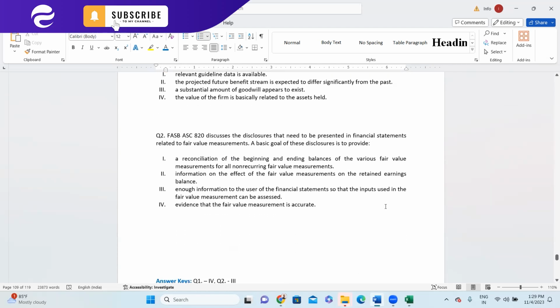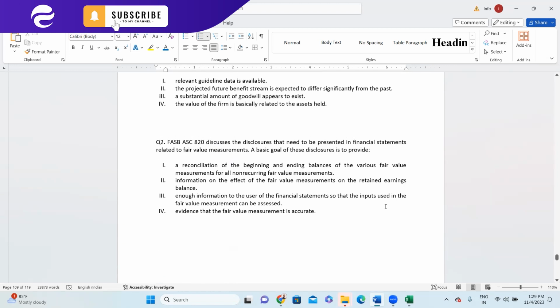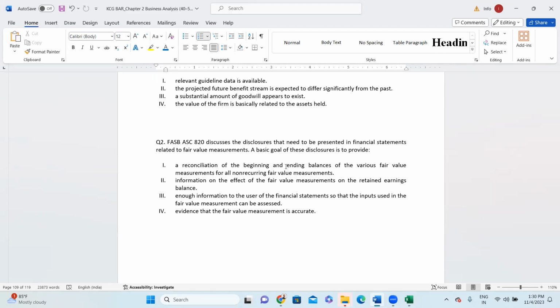Right? FASB ASC 820 discusses the disclosures that need to be presented in the financial statements related to fair value measurement. The basic goal of these disclosures is to provide what? So what is the call of the question? ASC 820, fair value measurement. The basic goal of ASC 820 is to disclose these disclosures to provide what?